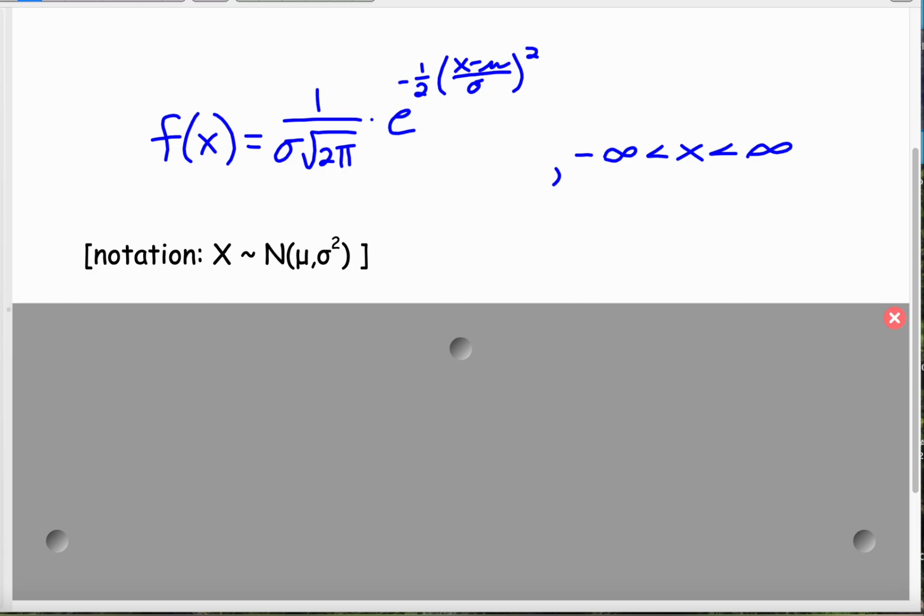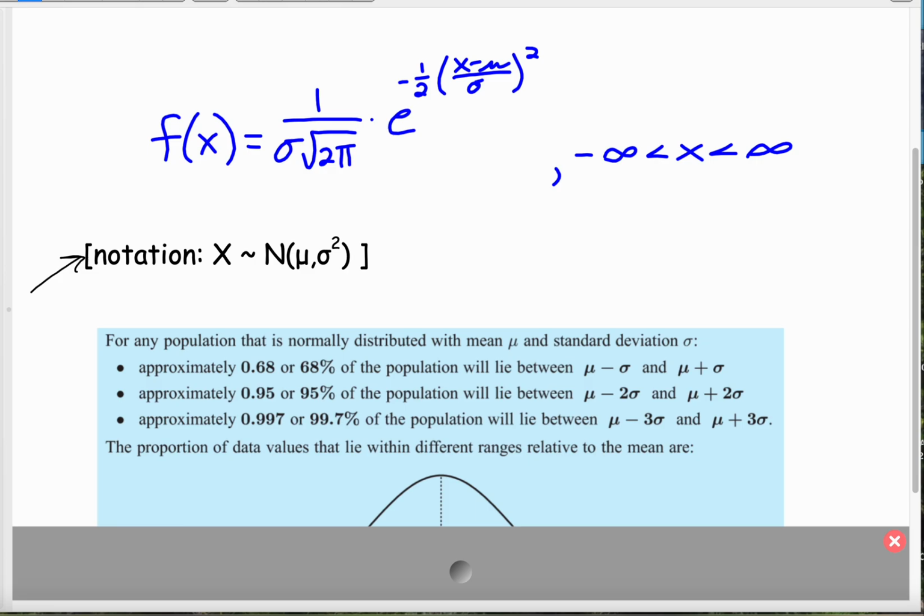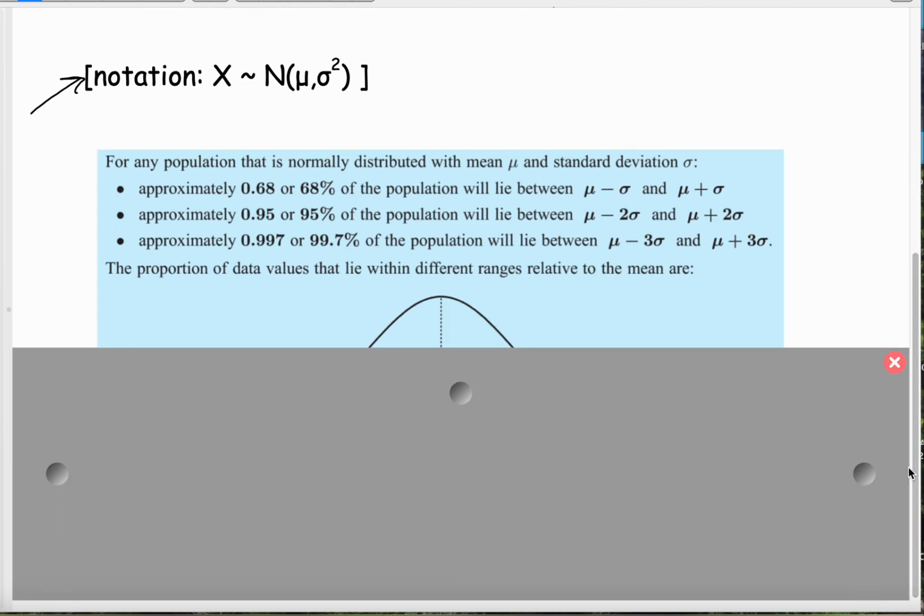And the notation that we use for a normally distributed variable is X is distributed normally, and then you give mu, the mean, comma, and then the variance, which is sigma squared. Remember, sigma is just the standard deviation. All right. So this is what our curve looks like.